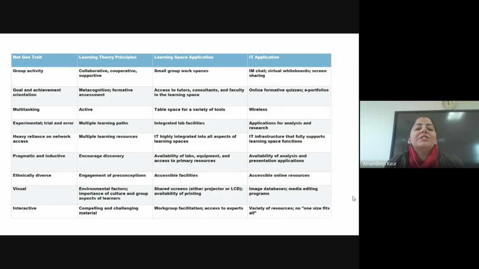So consultation is required, and faculty also need to be available if the students are not mature enough initially for the completion of such kind of an activity. So there are online formative quizzes, and the teacher can also demand the development of an e-portfolio on the part of the student. Another is multitasking.